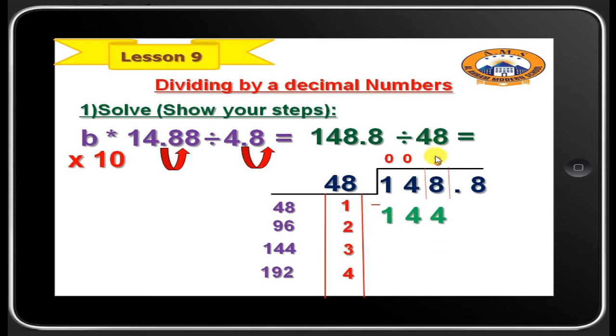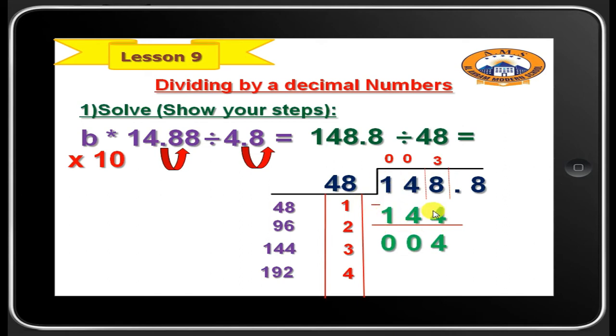Now after the up and down, we're going to make minus, very good. Now let's do our subtraction operation. 8 minus 4, that will give you 4. 4 minus 4, 0. 1 minus 1, 0.